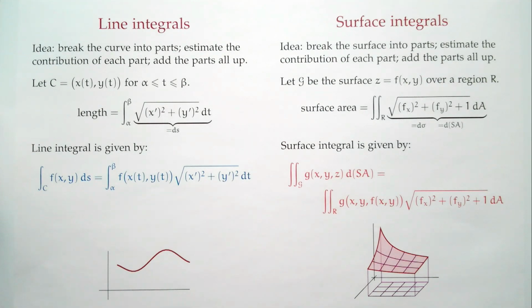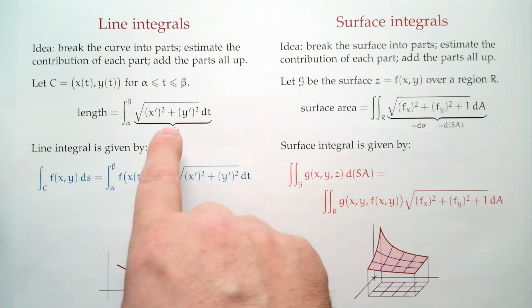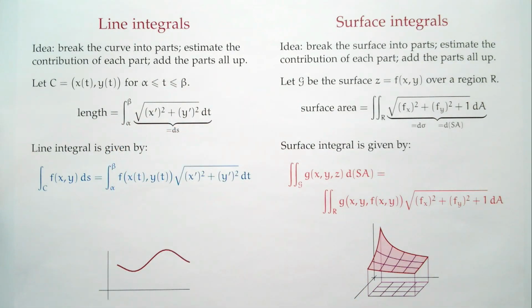And one of the things we did at the very beginning of the semester is we talked about the length of a curve. We said the length is the integral from alpha to beta of the square root of x prime squared plus y prime squared dt. And we oftentimes refer to that as our ds. So ds is a little bit of length.